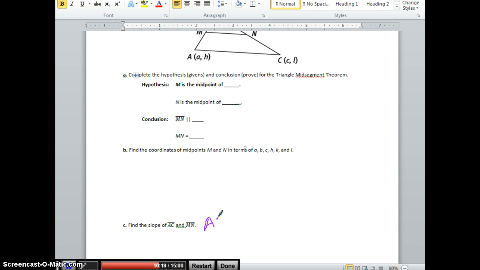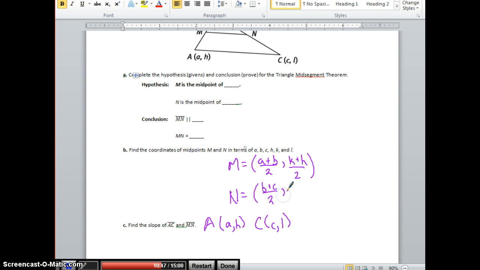So A is H. Okay, then we just found M and N up here. Okay, so M, remember, was half of that plus half of that. Then the coordinates of N, and half of this. Okay, all right, so let's go ahead and have our slopes then, okay?